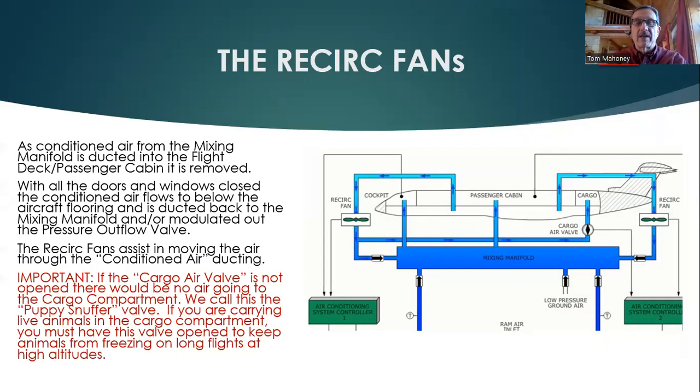Recirc fans, we've talked about those a little bit. I'll just read, and maybe it'll be a little review, maybe again driving the point home. As conditioned air from the mixing manifold is ducted into the flight deck and passenger cabin, it is removed. With all the doors and windows closed, the conditioned air flows to below the aircraft flooring and is ducted back to the mixing manifold and or modulated out the pressure outflow valve. The recirc fans assist in moving the air through the conditioned air ducting.